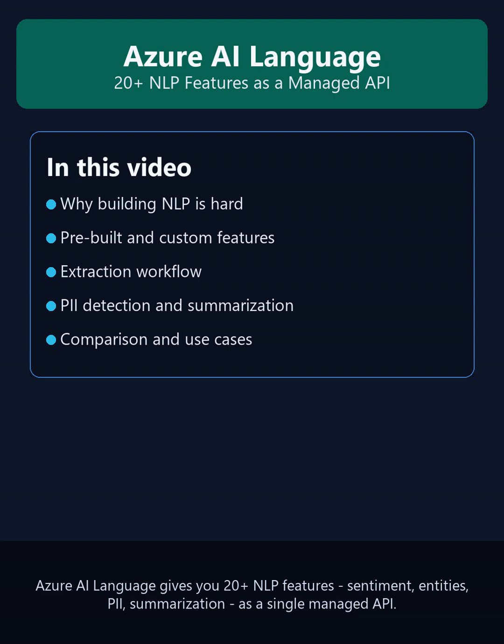Most applications need to understand text: to test sentiment in reviews, extract names and dates from emails, summarize long documents, or redact personal information from logs. Building these NLP capabilities from scratch takes months. Azure AI Language is Microsoft's fully managed NLP API that gives you 20+ text intelligence features with a single REST call. In this video, you will learn what it offers, how it works, and how to integrate it in minutes.